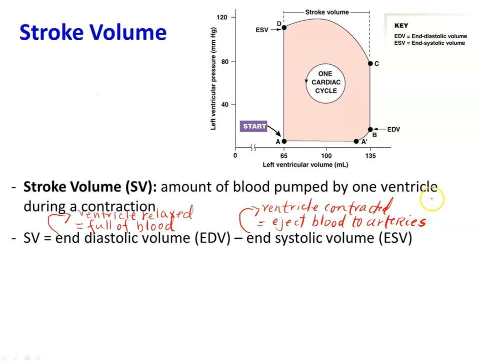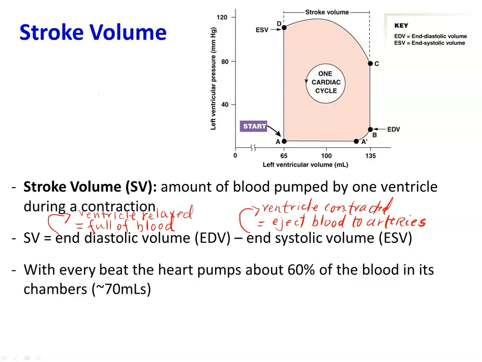So all we're doing is taking the initial volume of blood and subtracting how much blood is left over after we squeeze the ventricle. And the reason that we need to subtract the second volume from the first volume is because under normal conditions, right? We're just walking around, sitting down, carrying on our daily educational business. The ventricles are only pumping about 60% of their volume. So there is still a lot of blood in the ventricle after systole, okay?